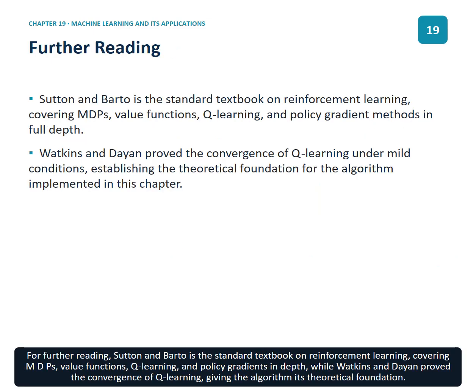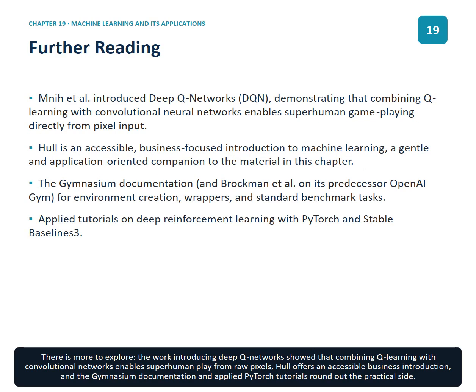For further reading, Sutton and Barto is the standard textbook on reinforcement learning, covering MDPs, value functions, Q learning, and policy gradients in depth, while Watkins and Dayan proved the convergence of Q learning, giving the algorithm its theoretical foundation. There is more to explore. The work introducing deep Q networks showed that combining Q learning with convolutional networks enables superhuman play from raw pixels. Hull offers an accessible business introduction, and the Gymnasium documentation and applied PyTorch tutorials round out the practical side.